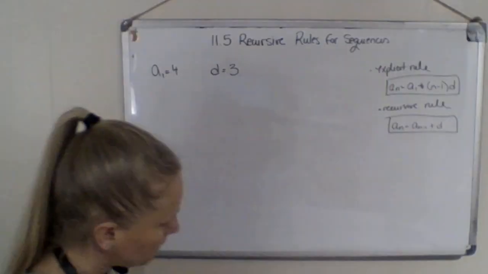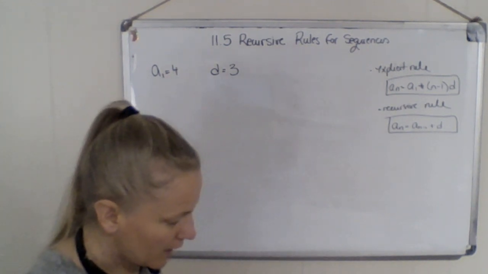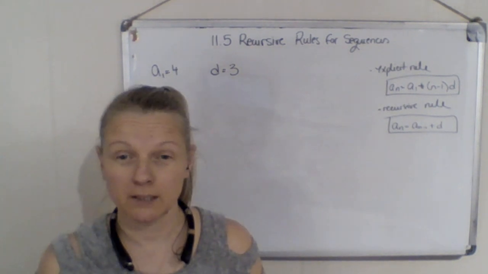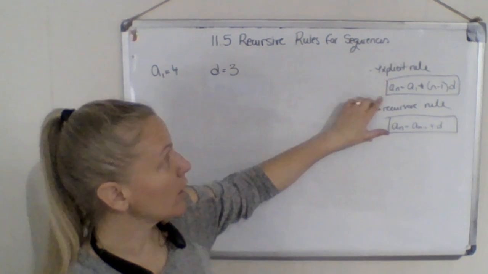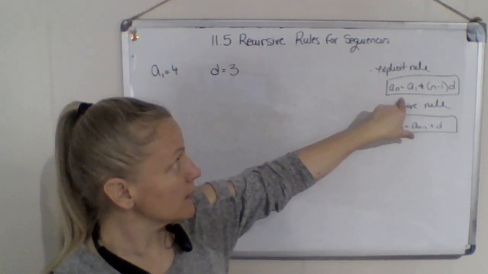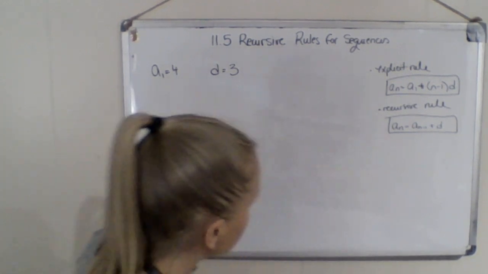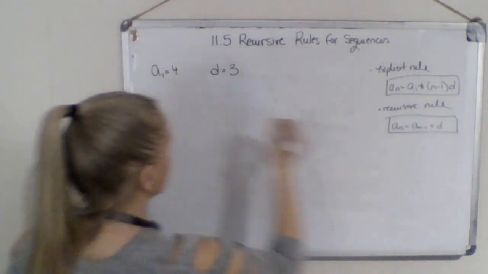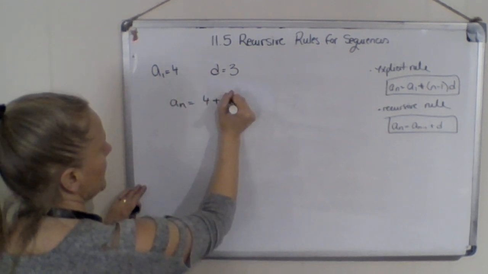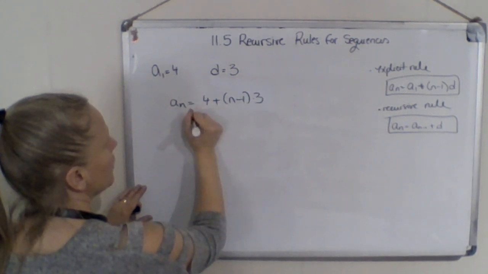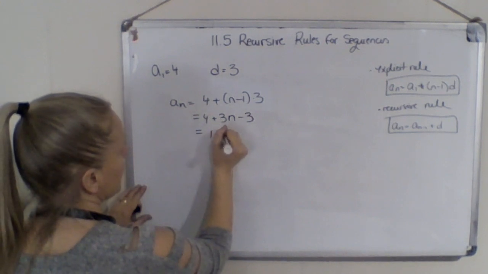Let's go ahead and work on example 2, which talks about writing the indicated rule for the arithmetic sequence where a1 is 4 and d is 3. Remember arithmetic sequences and series from, I think it was, 11.2? Here's where we are. That formula you already have down. This is the explicit rule. So the explicit rule will be very easy because you have a1 and d, you're good to go. an is 4 plus n minus 1 times 3, or 4 plus 3n minus 3, or 1 plus 3n.